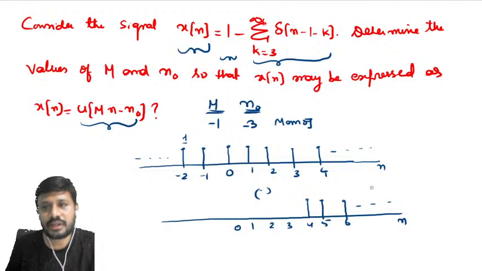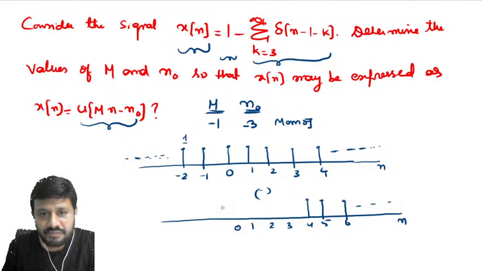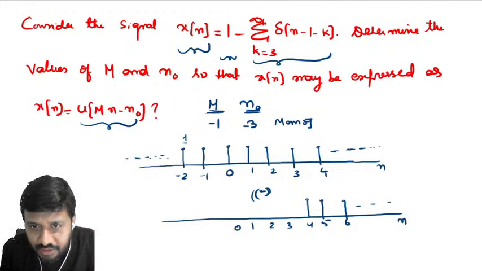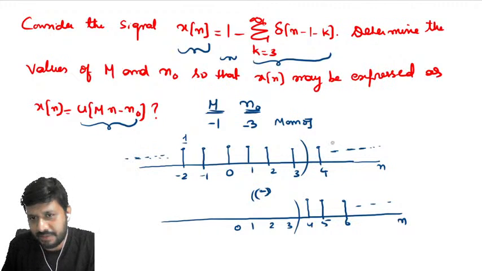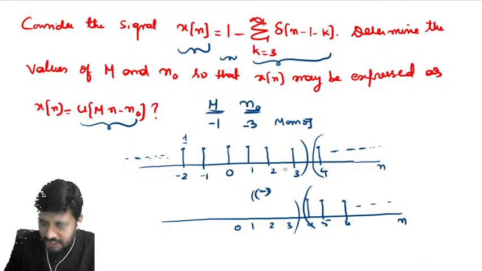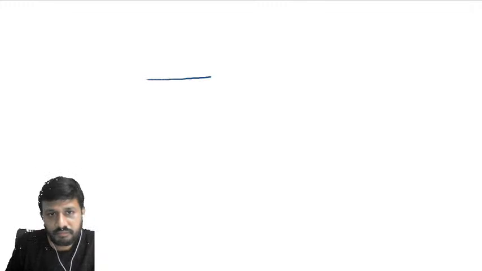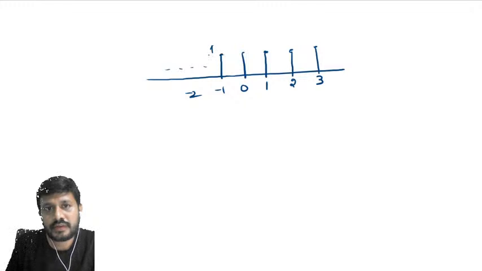Now try to subtract the bottom signal from the top signal. The top signal exists from minus infinity to plus infinity, a DC constant signal, whereas the bottom signal exists from 4 to infinity. From minus infinity to 3, the amplitude of the top signal is 1 and the bottom signal is 0, so 1 minus 0 is 1. From 4 onwards, the top signal is 1 and the bottom signal is also 1, so 1 minus 1 is 0. So the resulting signal exists from minus infinity to 3, with a value of 1. This is the resulting signal x of n.